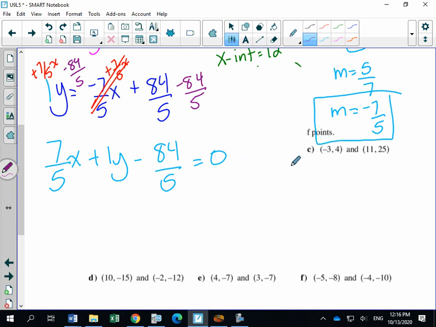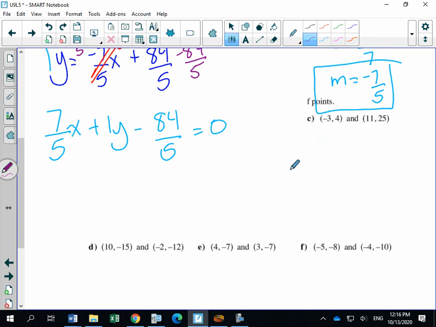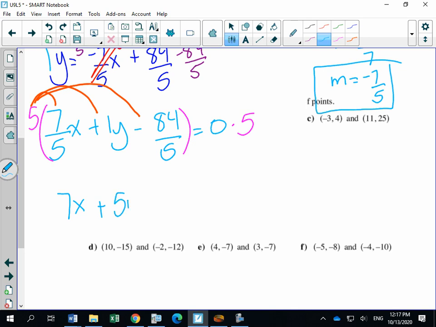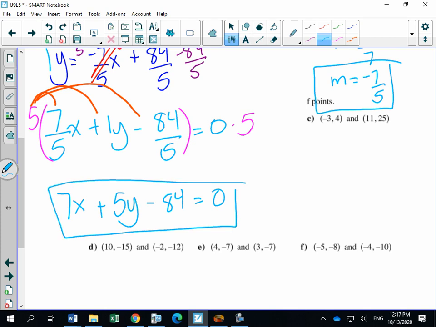Okay, what do you guys want me to multiply both sides by? 5. So this guy goes in a bracket. Let's get rid of the fractions and then do that on the other side. When we distribute in that 5, what we are going to get is 7x. So 5 times 7/5, if you type that in your calculator, you'd get 7 as an answer. Plus 5y minus, this would give you 84. And that is equal to 0. And that would be your answer in general.